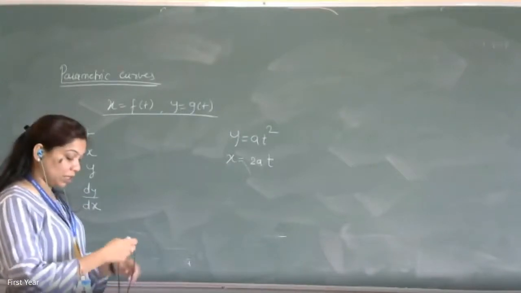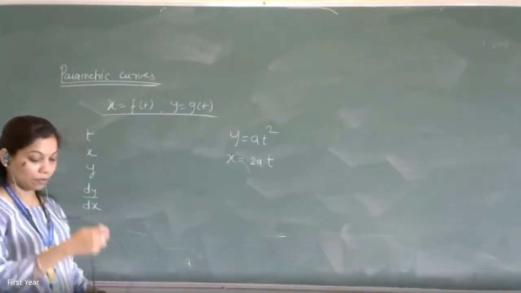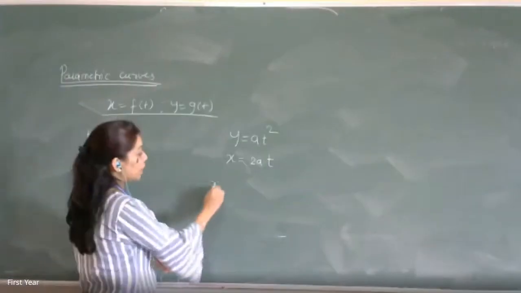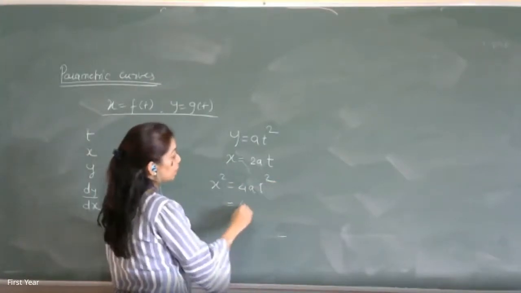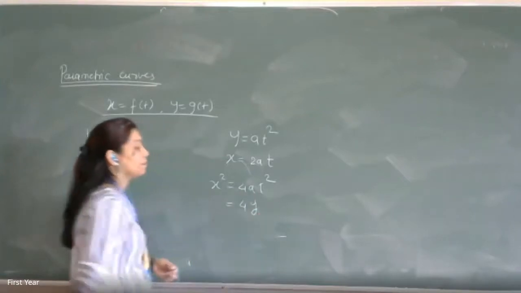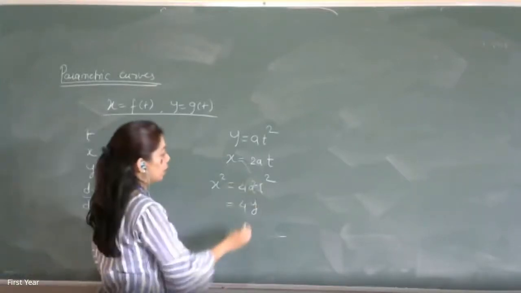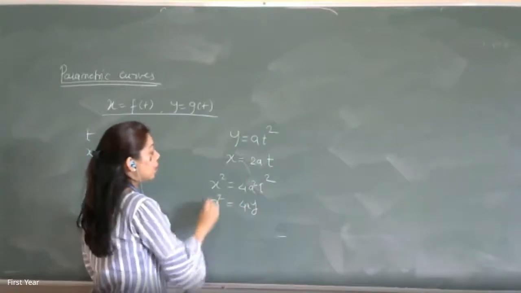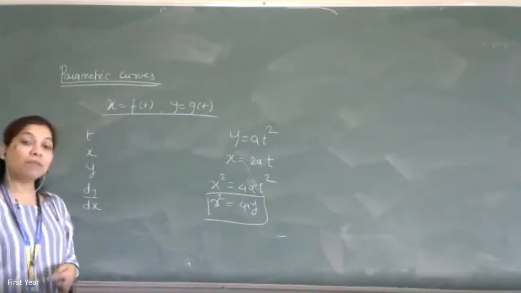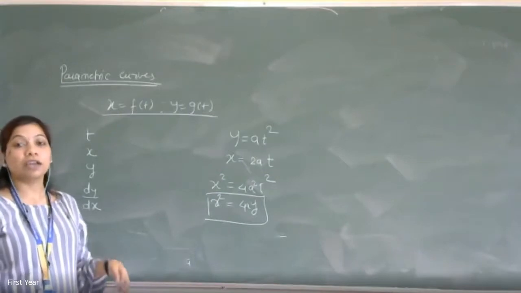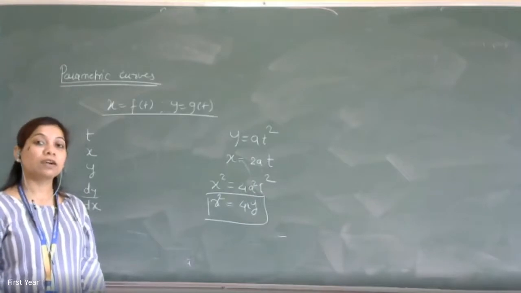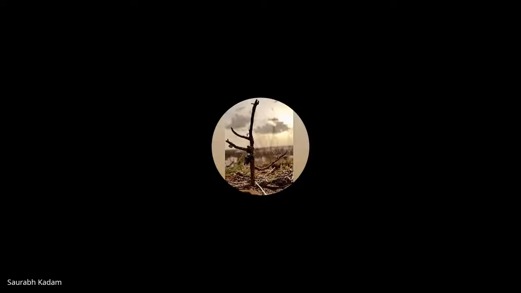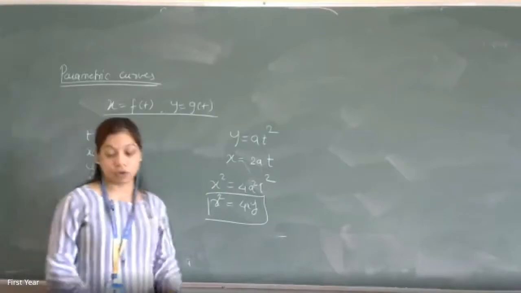Can you tell me what is this actual curve? Parabola. It's the parabola. Okay, because when you write x square, it is 4a square t square, so that is 4a times y, which is a parabola. Are you getting it? So I can eliminate sometimes and then write it in Cartesian form and draw the curve. Clear? Yes, ma'am. Okay.